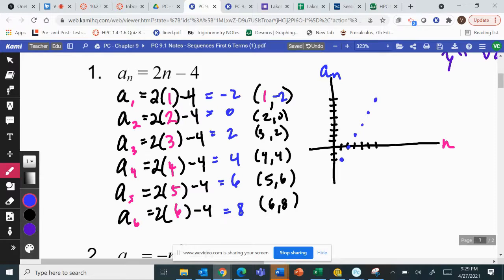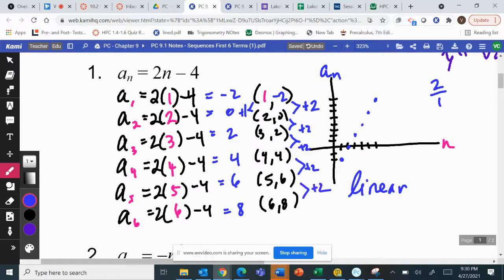You could actually say the output is going up by 2 every time the input goes up by 1. And that's a slope, the slope of 2 over 1. And because it has a slope, this is linear. Each of these goes up by 2 every single time. It's a constant amount. So that makes this linear.